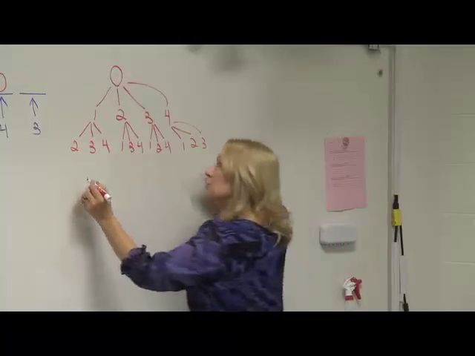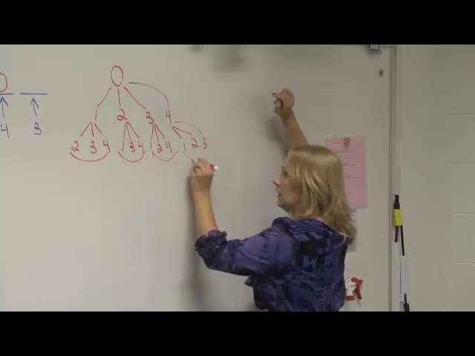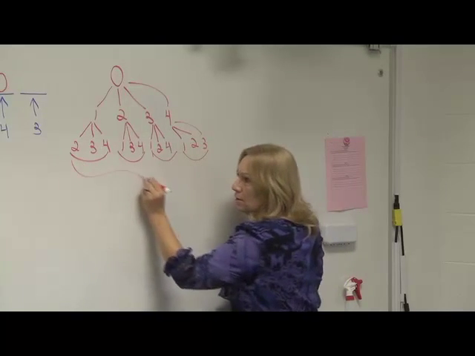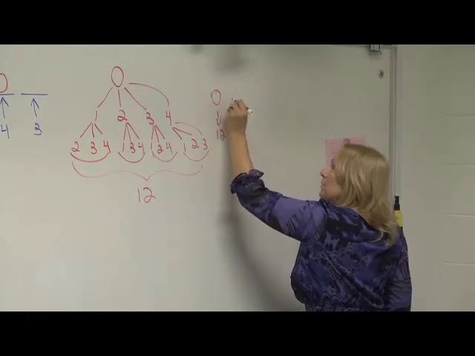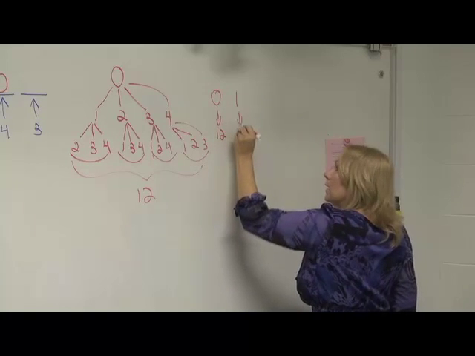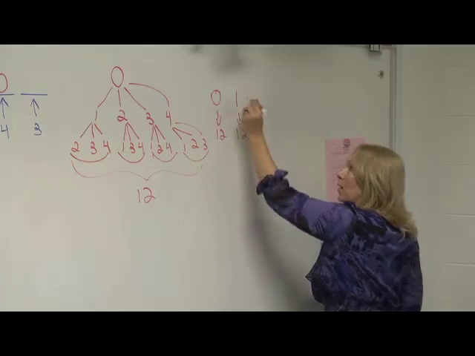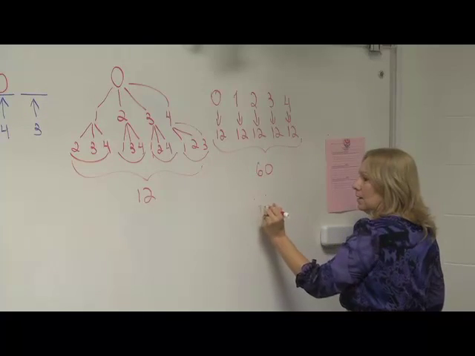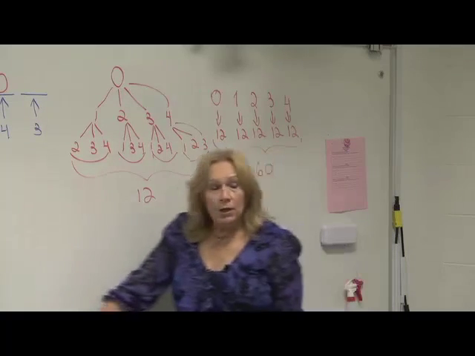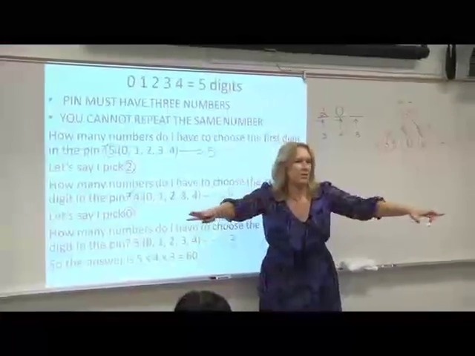How many options do I have if I start with 0? 3, 3, 3, 3, which is 12 options, right? If I start with 0, I have 12 options. If I start with 1, you can build the same tree like this, 12. And 12 times 5 is 60. Wow. Bingo. So you don't add. You are multiplying. It's a tree spreading branches.